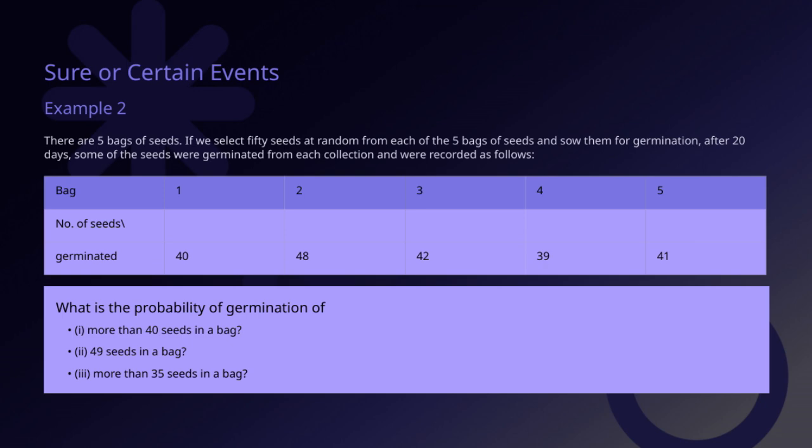This ties back to our overall theme of probability and how real-world data, like these germination counts, help us estimate that probability. So, by analyzing these numbers, we can get a better sense of the likelihood of germination under different seed count scenarios and improve our predictions for future seed batches.